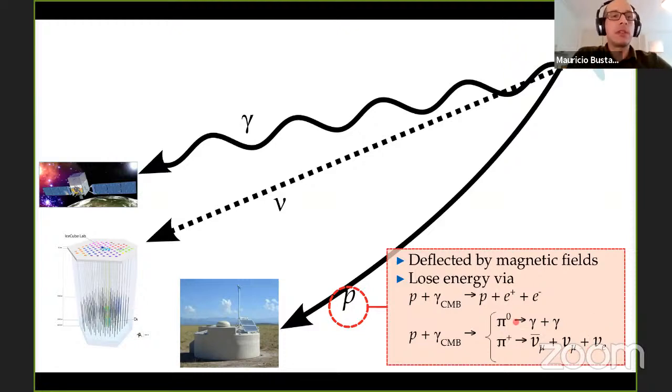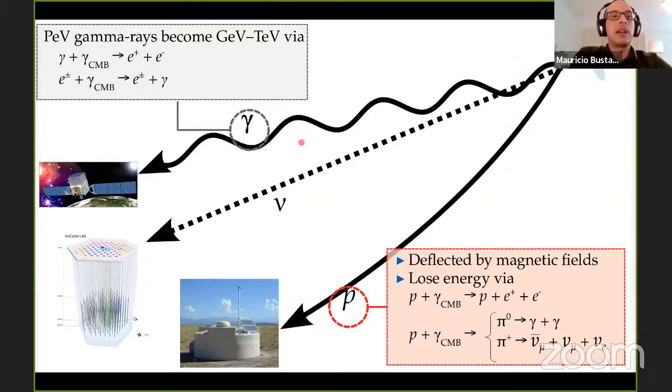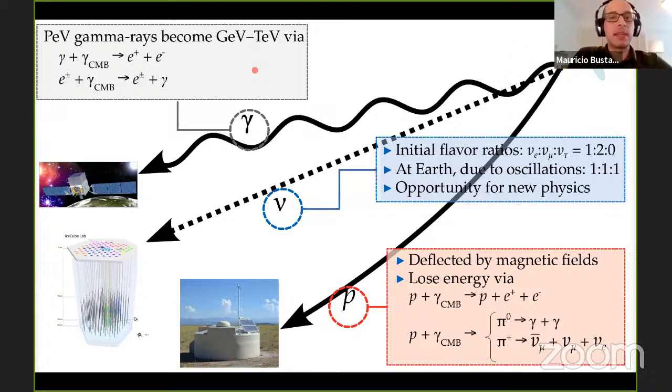The photons, the gamma rays, suffer a similar fate. They're produced with high energies, let's say PeVs, but they don't reach us with PeV energies. They lose energy again by pair production and inverse Compton processes, and they reach us roughly with GeV to TeV energies if they come from outside the Milky Way. And finally, the neutrinos are in a unique position. They are not affected by magnetic fields. They don't interact with the CMB.